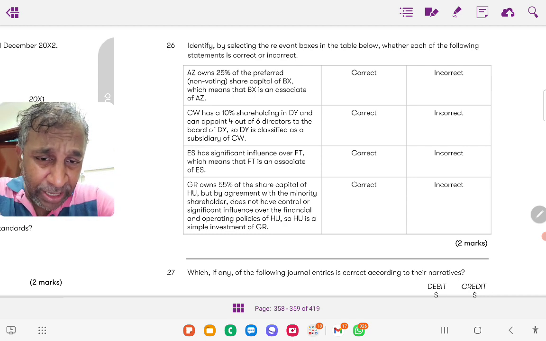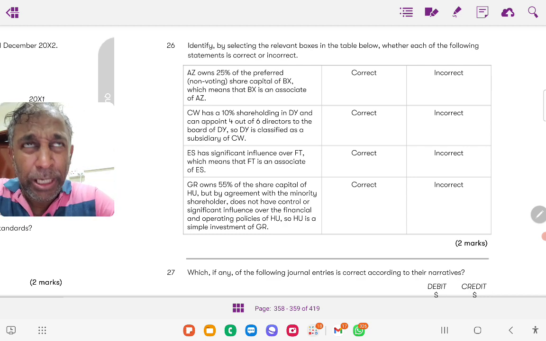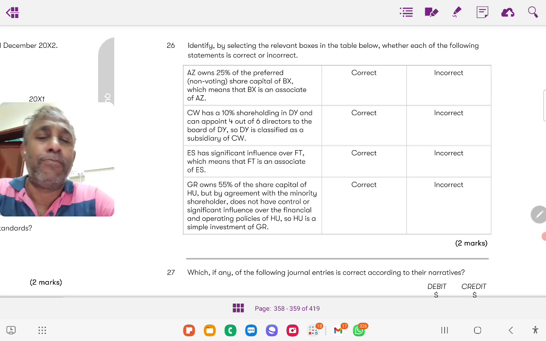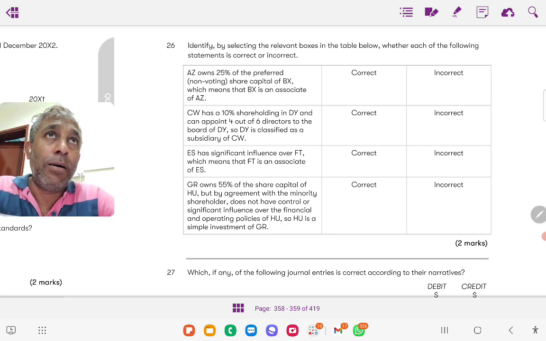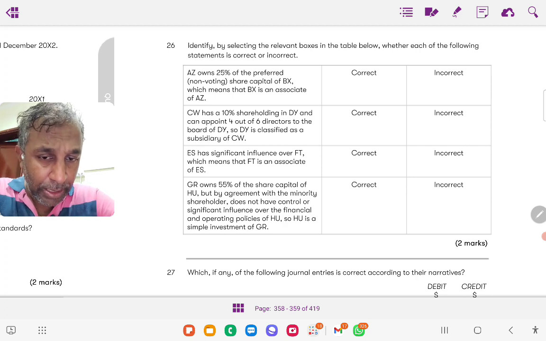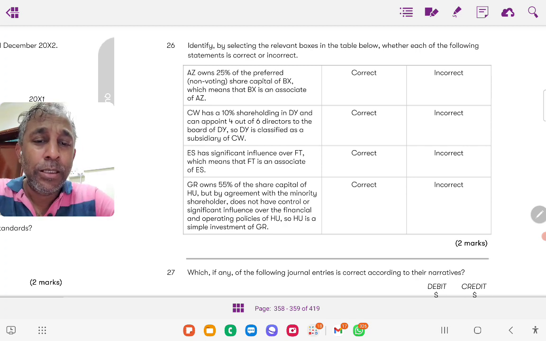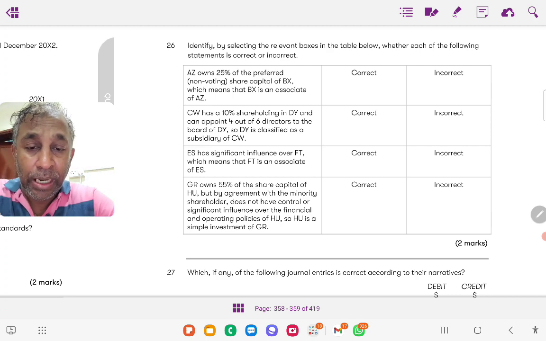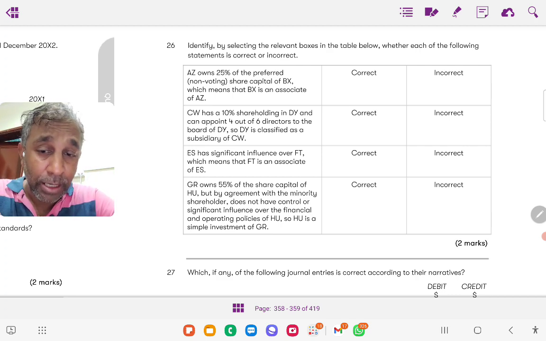ES has significant influence over FT. The meaning of significant influence is that the investor company has participative interest in the decision making process, and their investment percentage in numerical terms is between 20 and 50. One way of defining an associate is to say that you have significant influence. So FT is an associate of ES, the answer is correct.